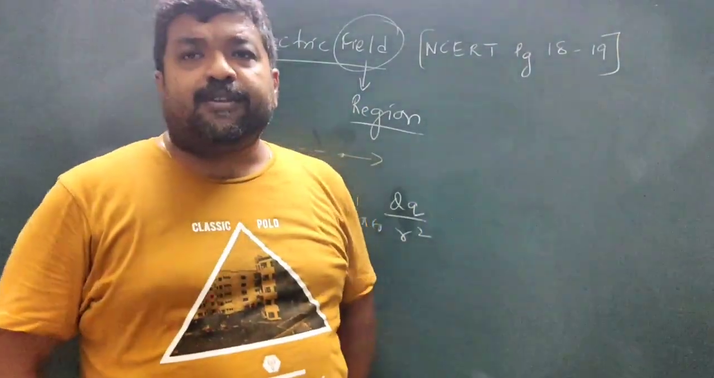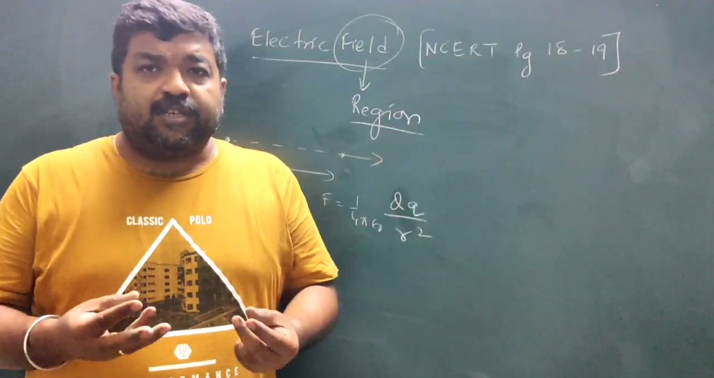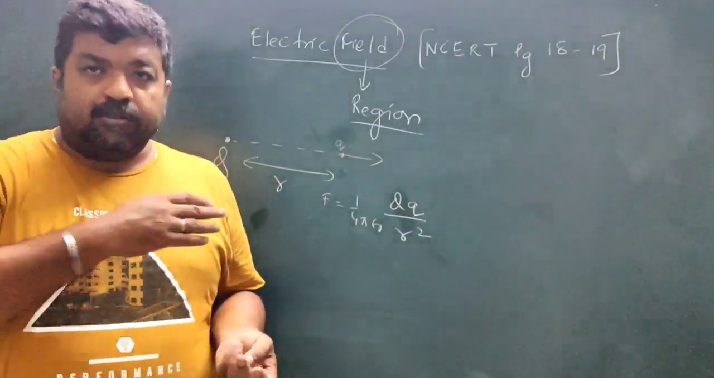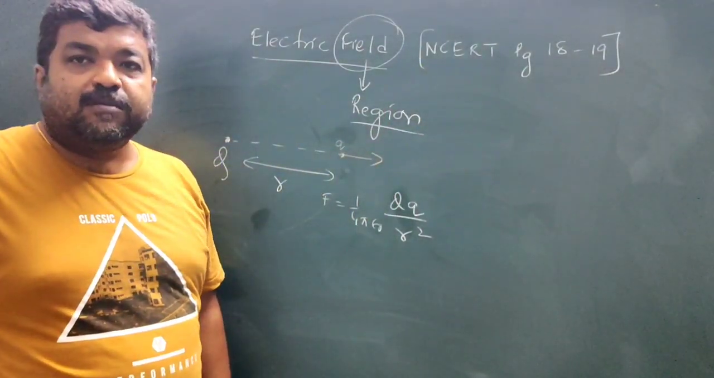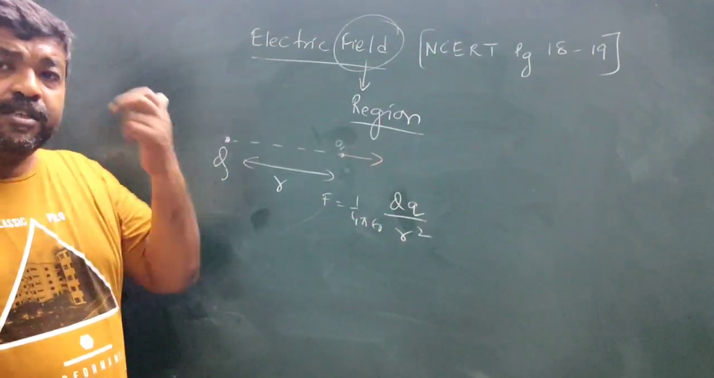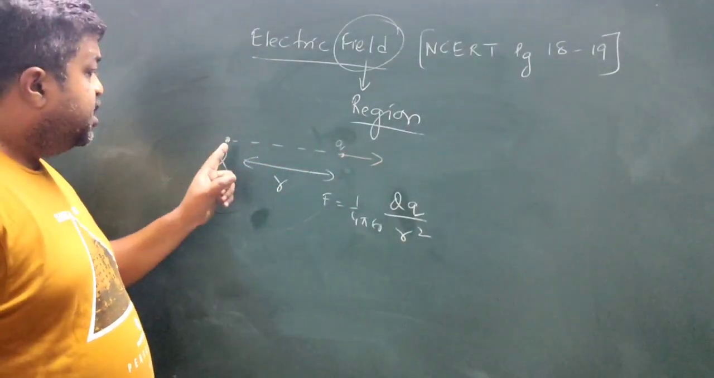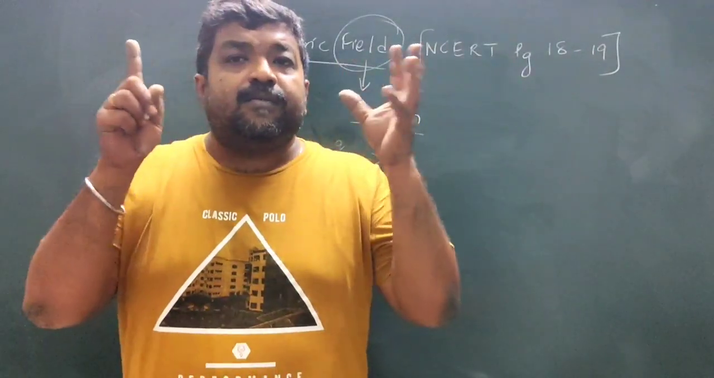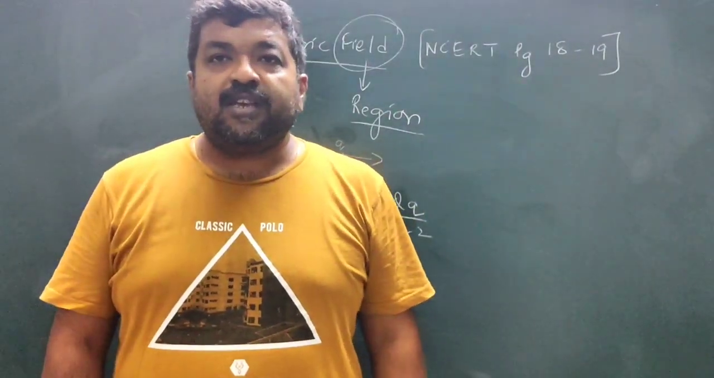Now the point I am trying to stress is that this space has some feature because of which, if I bring any other charge, q dash, q double dash, and all the charges are positive, all the charges will experience a repulsive force. Why are they experiencing a repulsive force? Because of this charge. So this surrounding space is influenced by this charge. This charge is influencing the surrounding space, and in that space of influence, if you bring any other charge, that charge is going to experience a force.